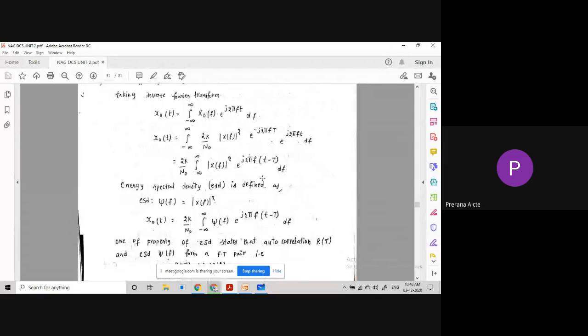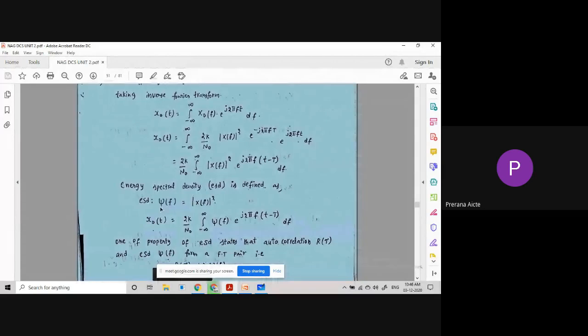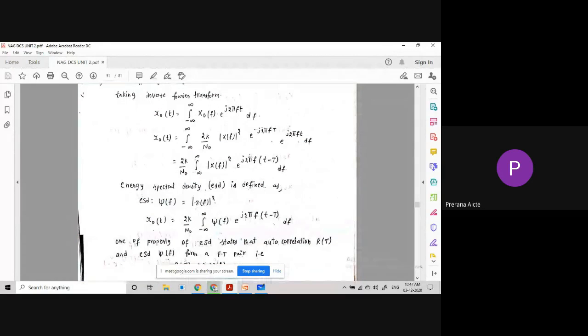Then we are obtaining the relation between energy spectral density and the Fourier transform of the signal X of f. Energy spectral density is denoted by psi of f, which is equal to the square of the magnitude of X of f. So based on that relation, x naught of t equals 2K by N naught integral minus infinity to infinity, where we replace this with the energy spectral density psi of f, into e power j 2 pi f (t minus T).